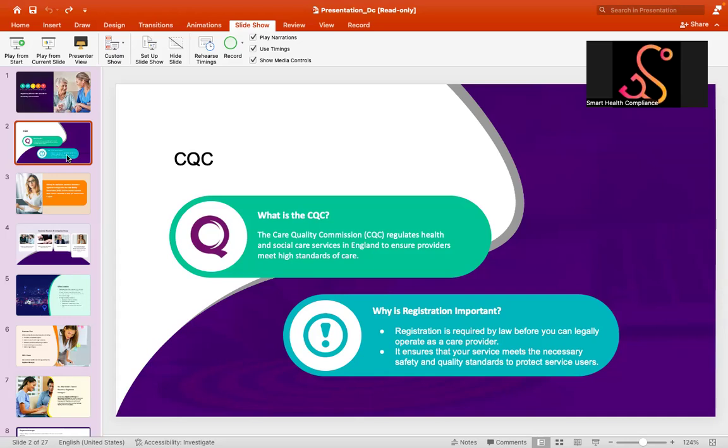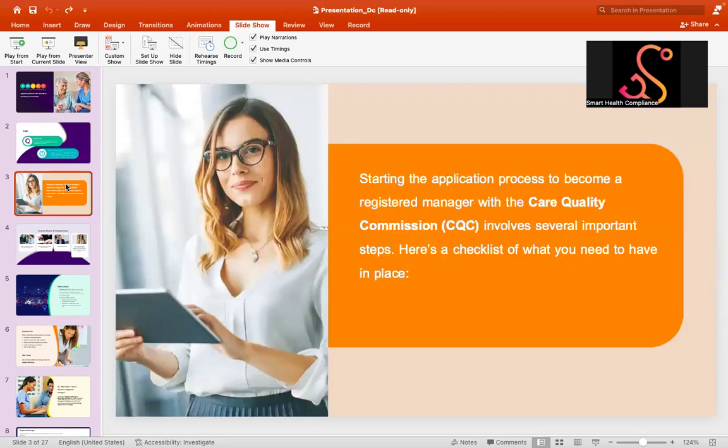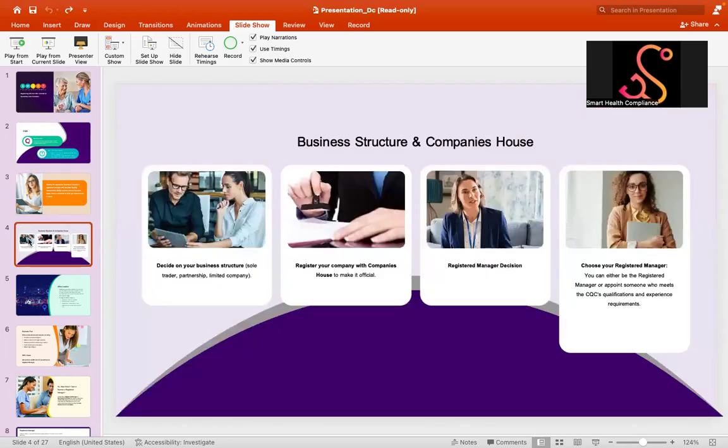If you're thinking about starting up a domiciliary, you need to really have considered what it takes to register with the CQC, okay? So starting with the application process to become a registered manager or a new provider, it involves several really important steps. Before applying, you'll need to set up your own business structure, choose whether you'll be operating as a sole trader, a partnership, or a limited company, and you'll need to register your business on Companies House. So before you can start your application, these are things that need to be in place.